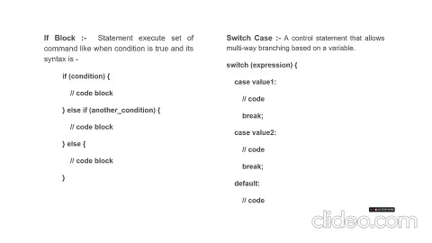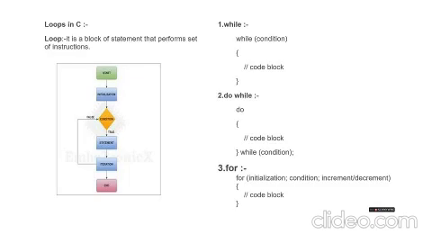Coming to the conditional statements in C language. We also consider them decision making statements. The statement executes a set of commands when the condition is true. This is the syntax of if block. If the condition is true, it will execute the if block. If it fails, then it will execute the else if block. Coming to the switch case, a control statement that allows multi-way branching based on a variable. This is the syntax of switch case.